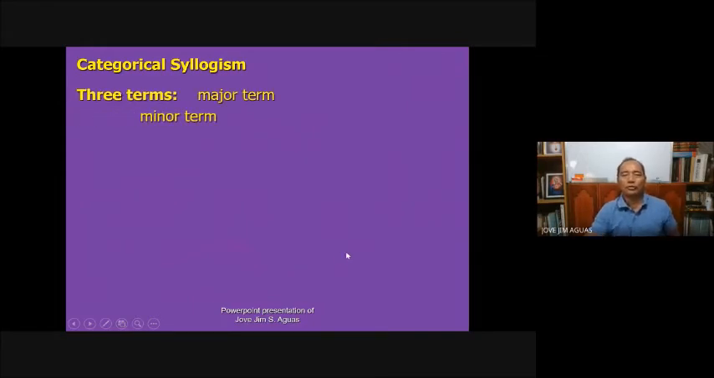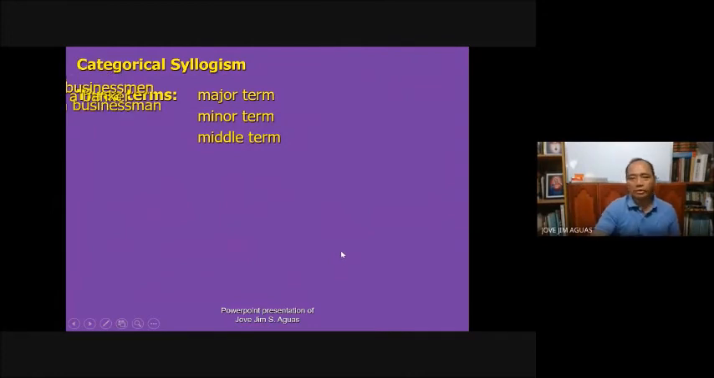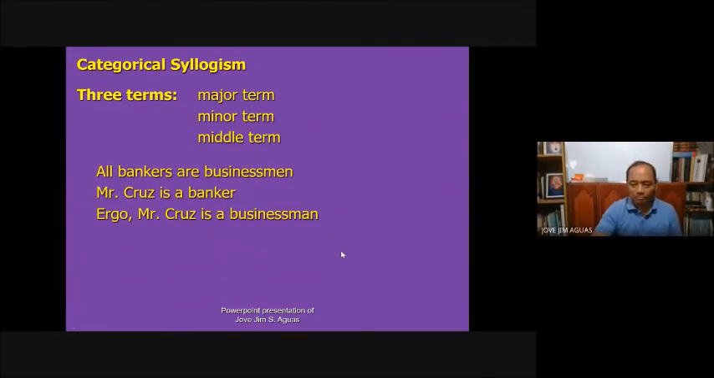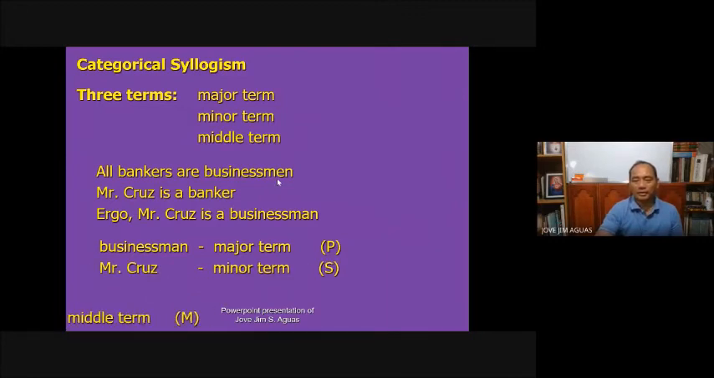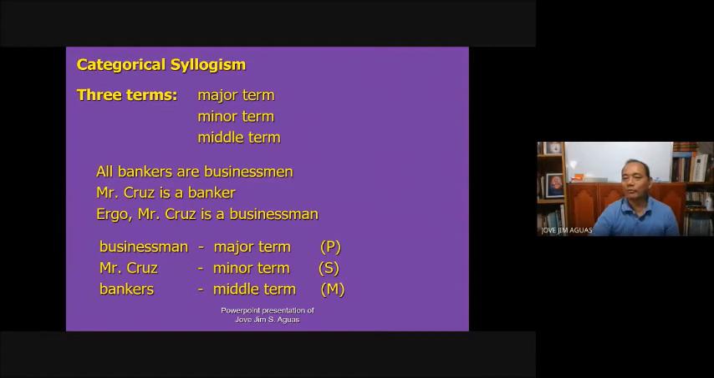Okay? There are also three terms in the syllogism: the major term, the minor term, and the middle term. So here, this is the example. I hope you're still following. All bankers are businessmen. Mr. Cruz is a banker. Ergo, Mr. Cruz is a businessman. Okay? So, the major term is businessman. The minor term is Mr. Cruz. And the middle term, bankers. Okay? This is quite complicated, so I would really encourage you to ask questions if you don't understand the discussion.